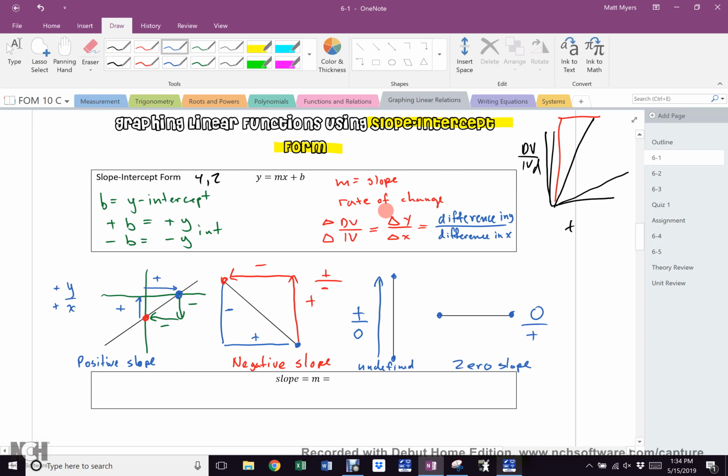And now we know it by difference in DV over difference in IV, difference in y over difference in x. M, slope has 100 names. How many times have I said the word slope today? A lot. How important do you think slope is? Very important. For the rest of this unit and next unit, slope is the first thing you should find if you can. You will use it all the time.